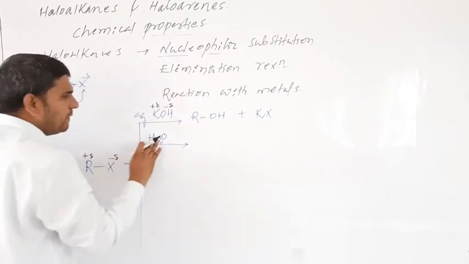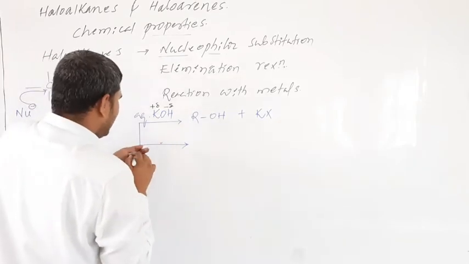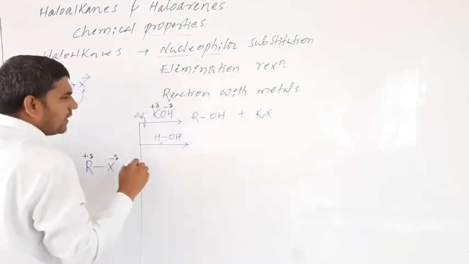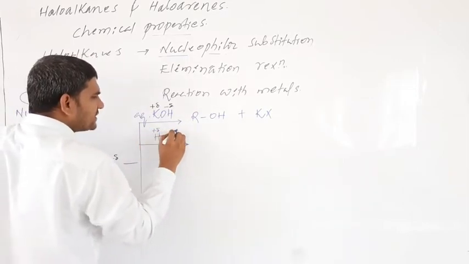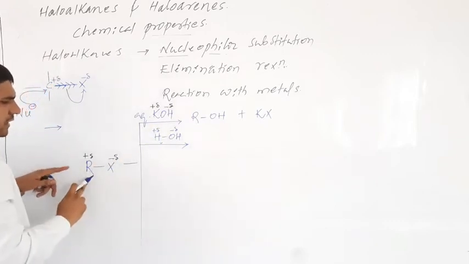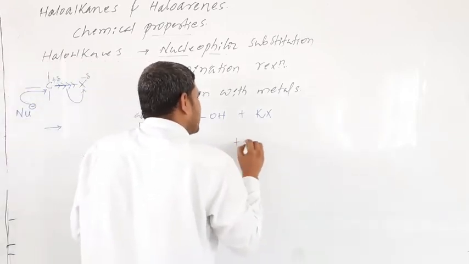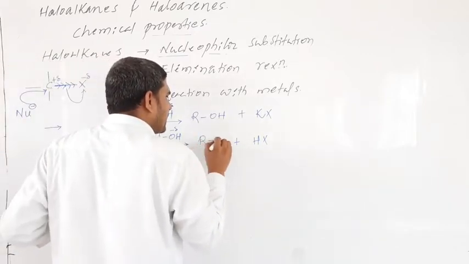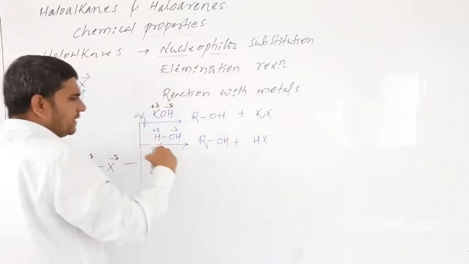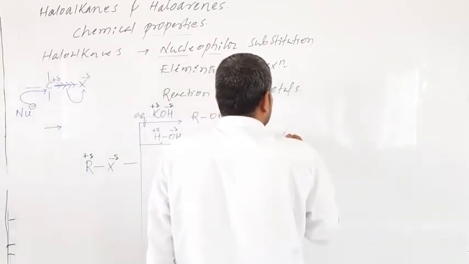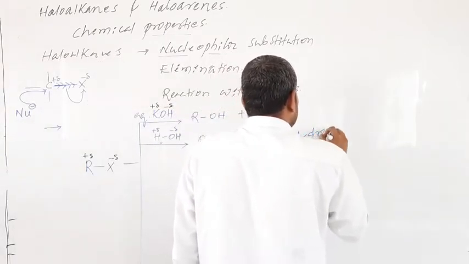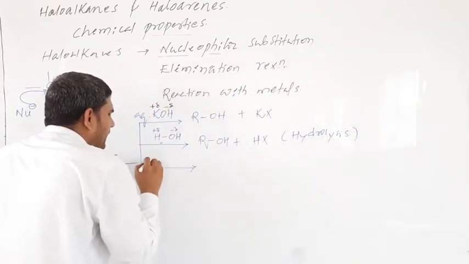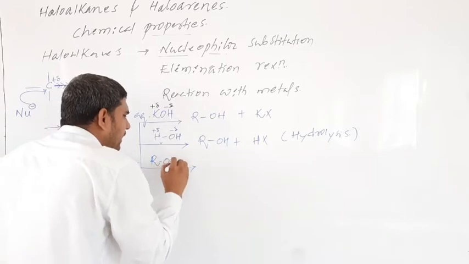ROH, alcohol. In the same manner, you can even write water as HOH. How? H plus and OH minus. H plus, the positive ion, combines with the negative ion X minus. It forms what? HX. This R plus combined with OH minus forms what? ROH. Over here, water undergoes cleavage. That's why this process is known as the hydrolysis process.